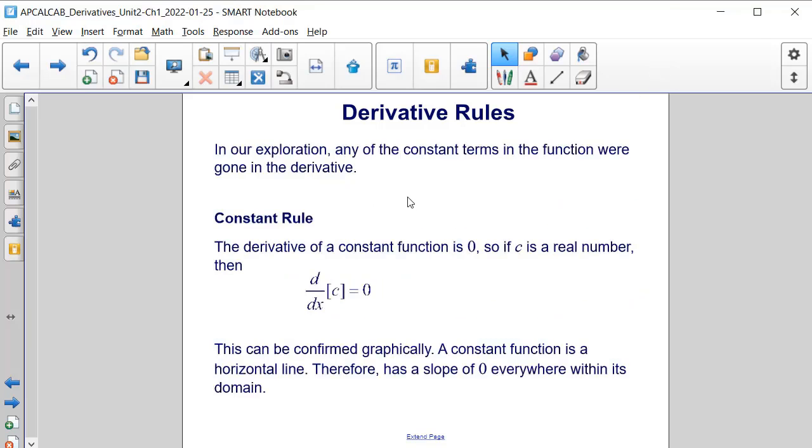In our exploration, we found that any of the constant terms of the function were gone in the derivative. So the constant rule that the mathematicians came up with states that the derivative of a constant function is 0. So if c is a real number, then the derivative with respect to x of c is equal to 0. And this can be confirmed graphically because a constant function is a horizontal line, and therefore it has a slope of 0 everywhere within its domain. That's why the derivative of any constant is 0.